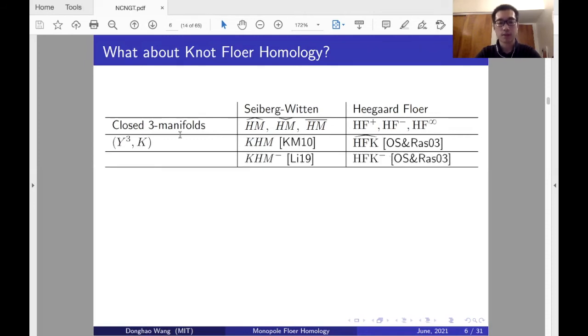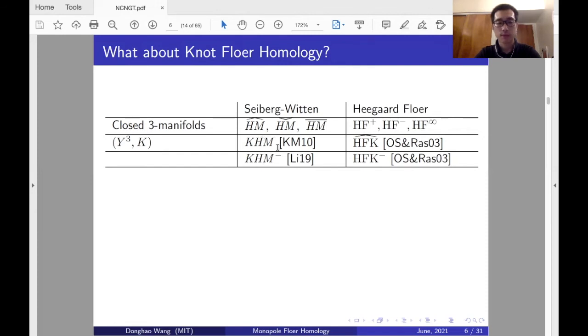Their invariants can also be defined for a pair: a knot inside a closed three-manifold. The two simplest versions are the hat version and the minus version, and they were introduced by Ozsváth and Szabó, and independently Rasmussen, around 2003. And it is very natural to ask what the similar construction is in the Seiberg-Witten world.